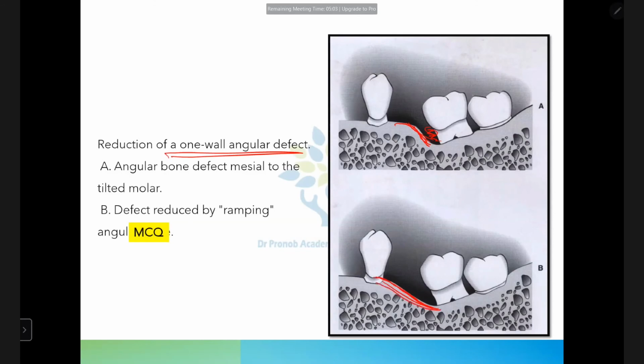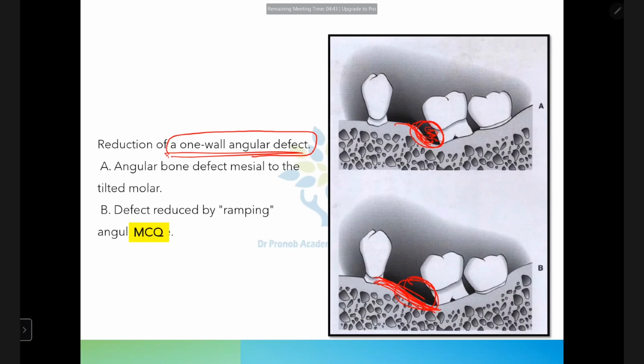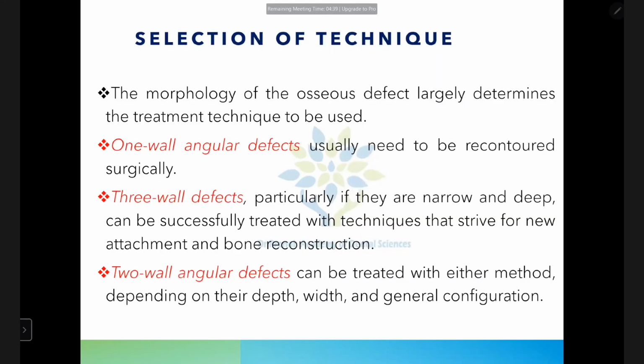Okay, so a very important point is that a one wall angular defect is treated by ramping. The defect is reduced by ramping. Here the defect is present, so now we are reducing the defect and maintaining an ideal environment for the patient to maintain his oral hygiene, so we are creating an ideal environment by performing the ramping.